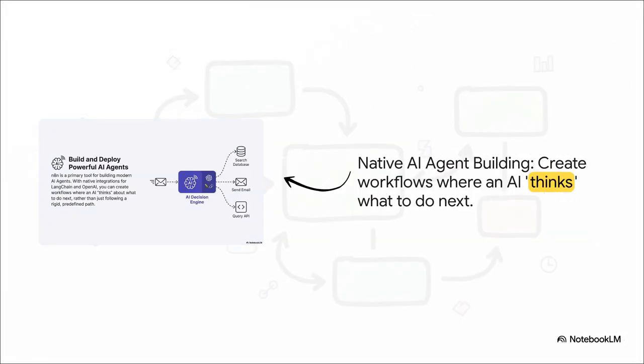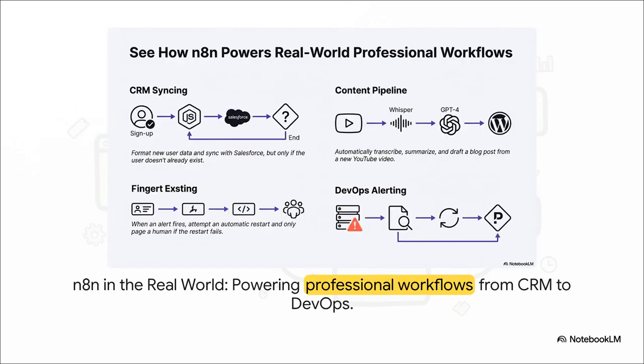And fourth, and this is where things get really futuristic, n8n is built for the AI era. You can use its native integrations with things like OpenAI's GPT-4 to build workflows where an AI agent actually thinks about the next best action. So instead of just following a rigid script, the workflow becomes dynamic and intelligent. It's pretty incredible.